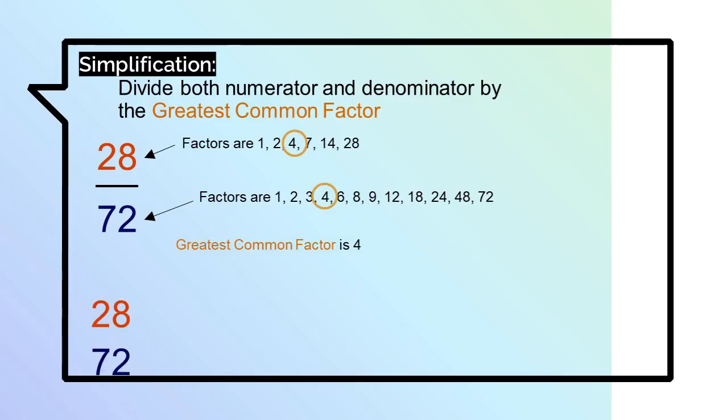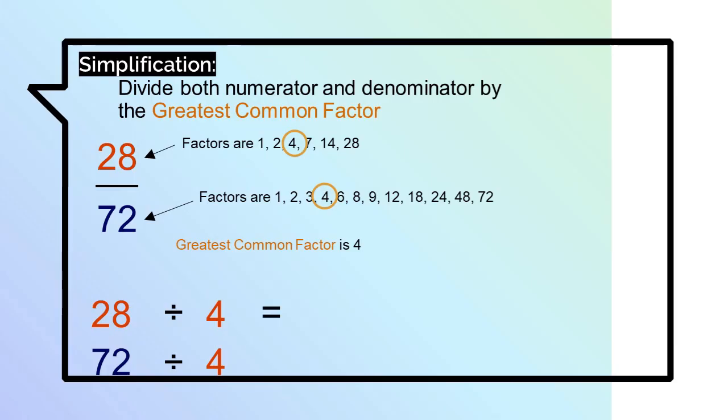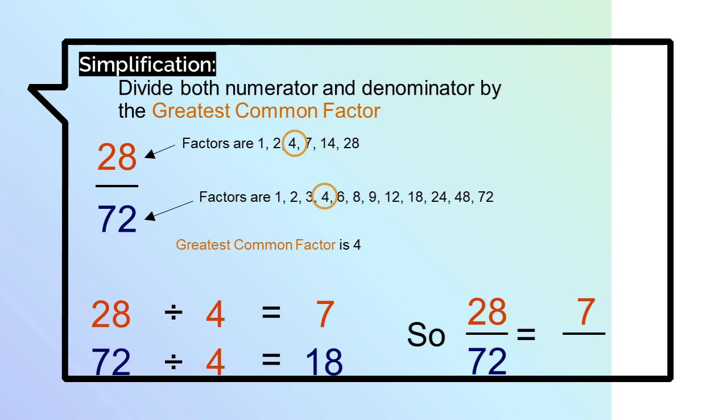Now let's divide the numerator and denominator by 4, their greatest common factor. 28 divided by 4 equals 7. 72 divided by 4 equals 18. So, 28 over 72 equals 7 over 18.